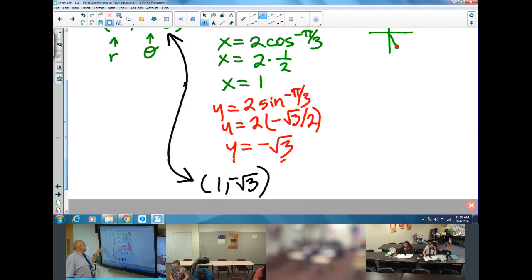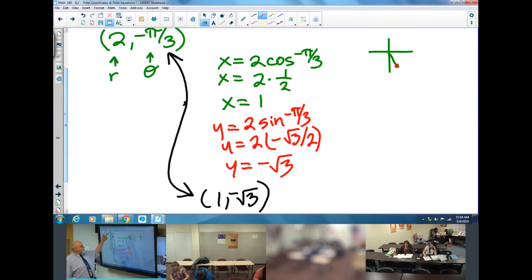So this is what we started with in polar form. This is the same point in rectangular form, or Cartesian form. All right, any questions?